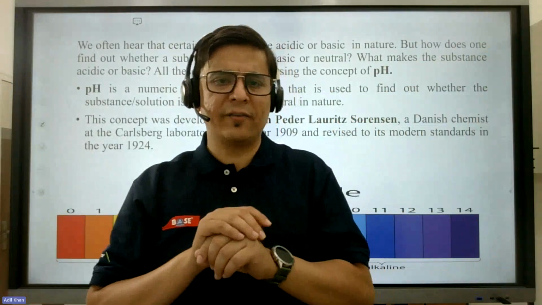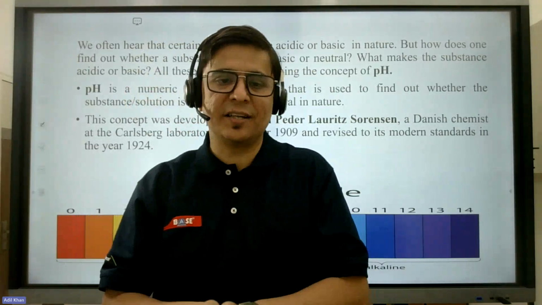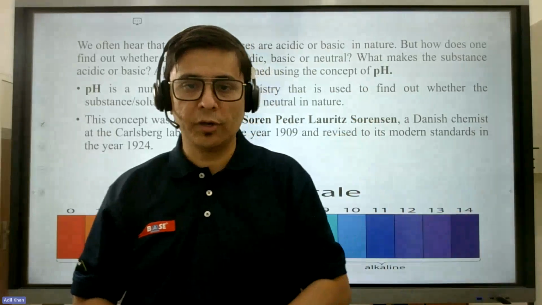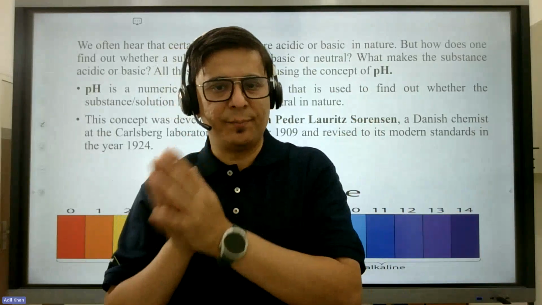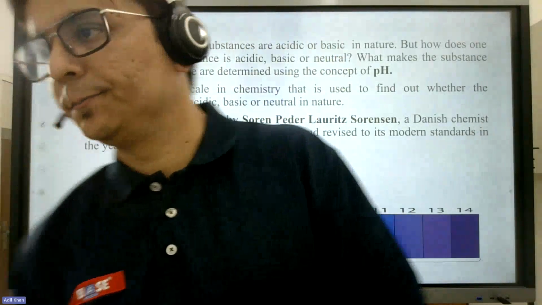Okay, and they are given different color codes. Generally, acids are in the orange, red and yellow zone, whereas the bases are purple, indigo and the blue zone. We are going to see that.